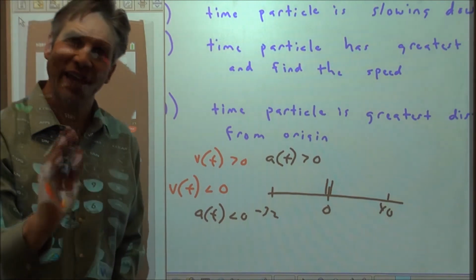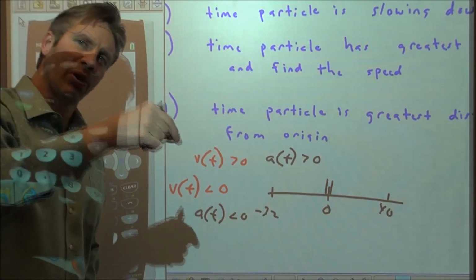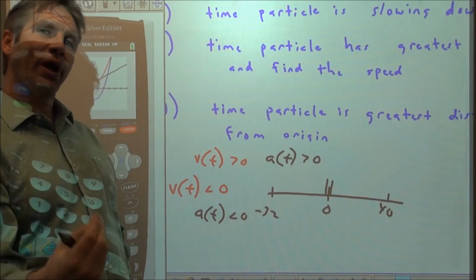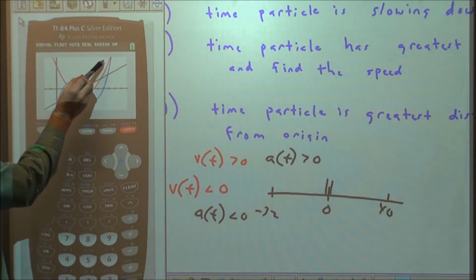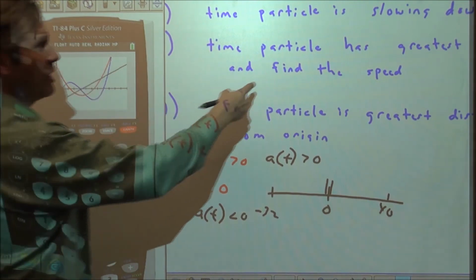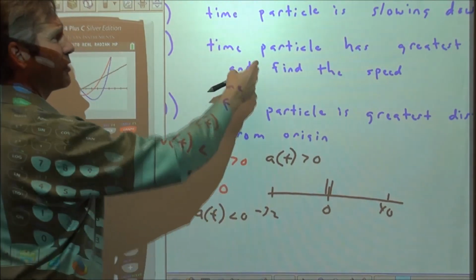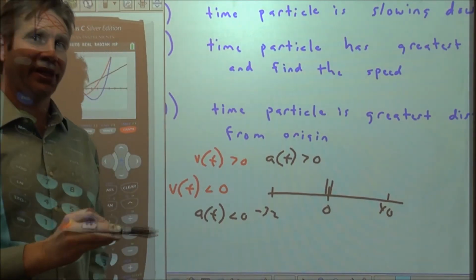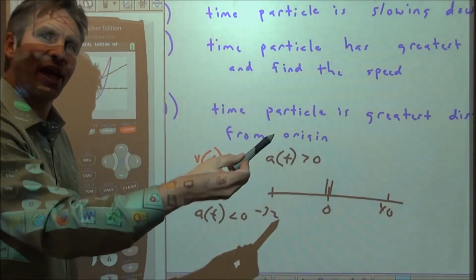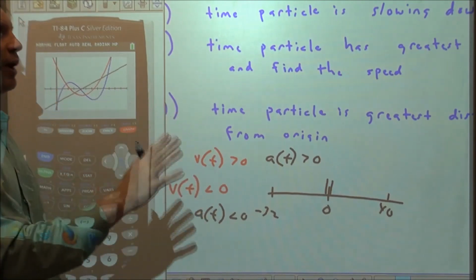So plug 10 seconds into the original function to get the greatest distance from the origin. And again, the greatest velocity is up here at 10 seconds. So going back to this one, where's the greatest speed? Put 10 into the velocity function to see what that positive velocity was, and that's the greatest speed.